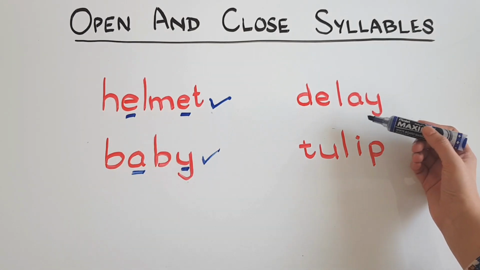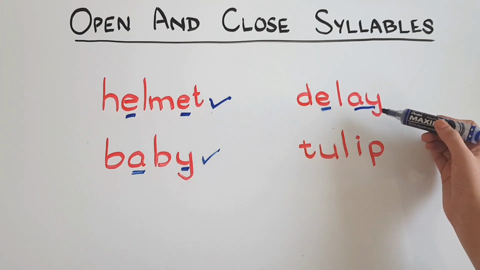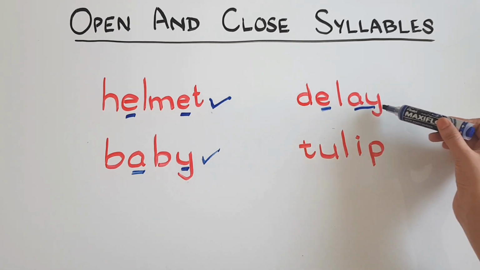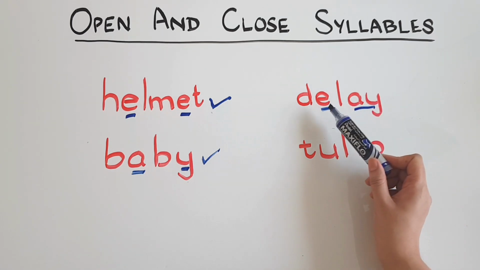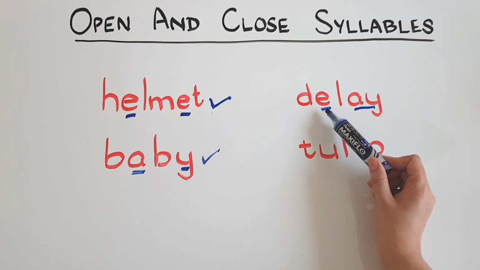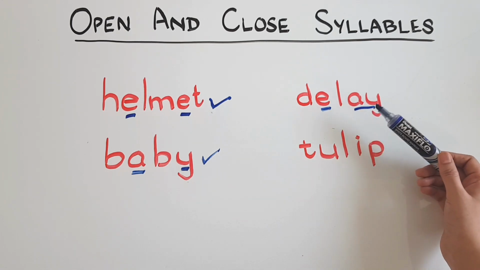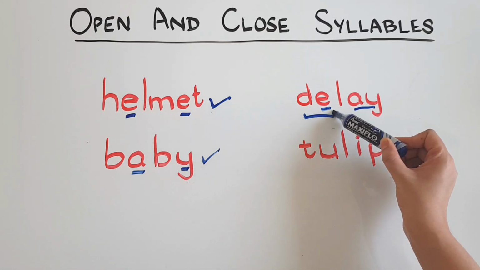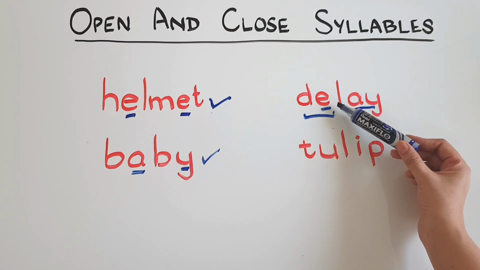Now let's decode this word. Mark the vowels, E and A. Read the word with the short sound first. D, e, l, del, a, del-a. Does it make any sense? No. So let's read this vowel in its long sound. D, e, d, l, a, lay, delay. Yes, it makes sense with the long vowel sound. And as you notice, this is the first syllable and it is open because after the vowel, we do not have any consonant.